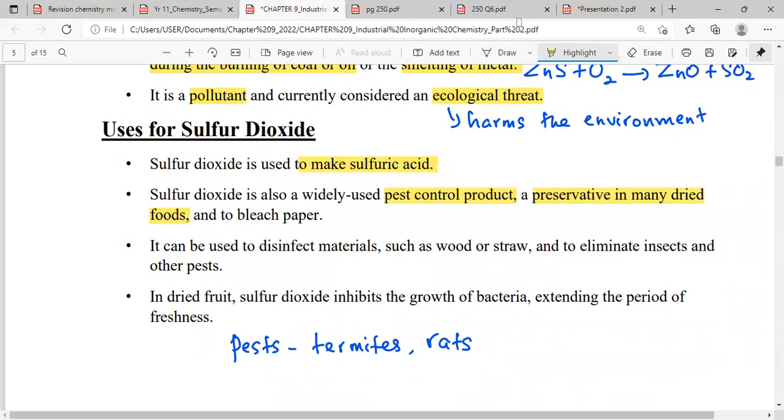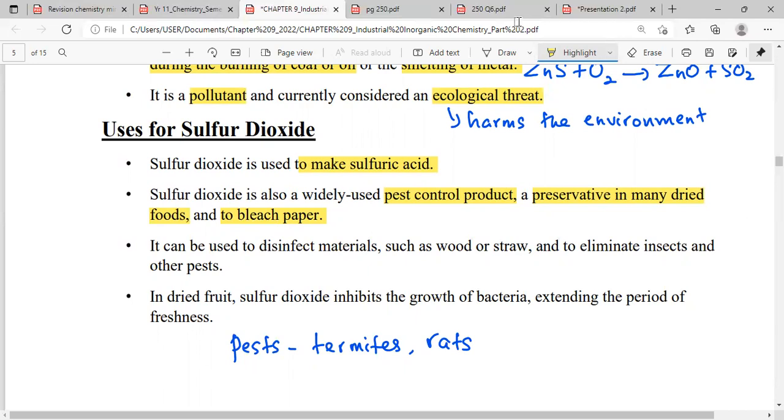That's one of the uses of sulfur dioxide, and it is also used to bleach paper. Where is paper obtained from? From trees. When paper is made from trees, it has a yellowish color. When it is bleached with sulfur dioxide, it becomes white. Most people prefer to have paper that is white in color. So it is used to bleach paper. Now, these are the main uses of sulfur dioxide.